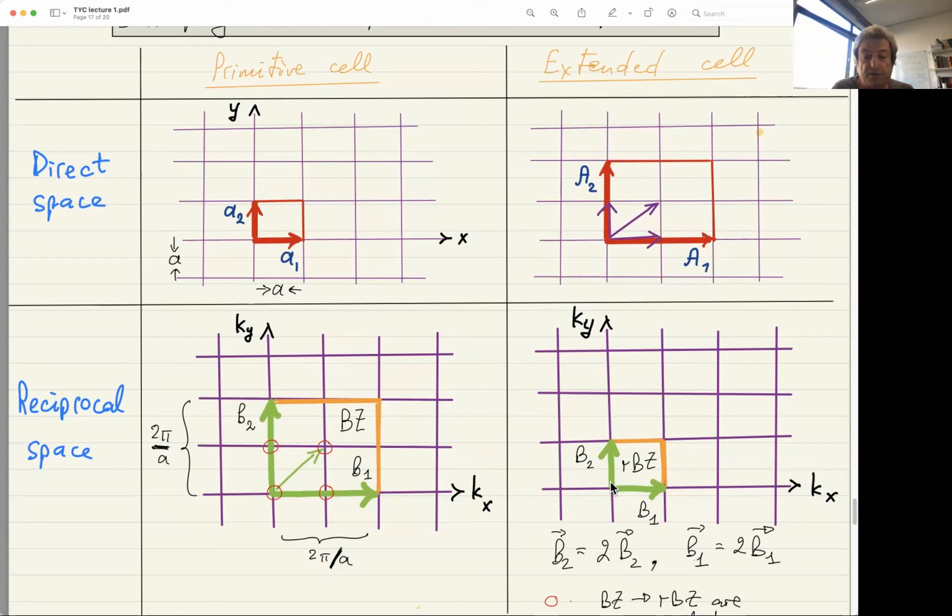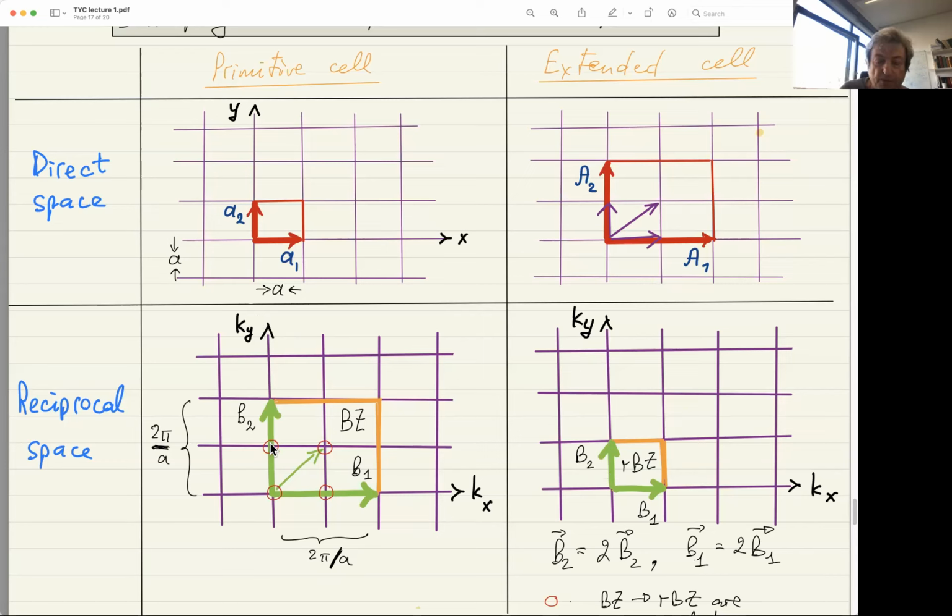The basic translations of the reciprocal space, capital B1 and B2, are now halves of the previous small b1 and b2 translations in the reciprocal space when we used a primitive cell in the direct space, right? So the Brillouin zone is now smaller.